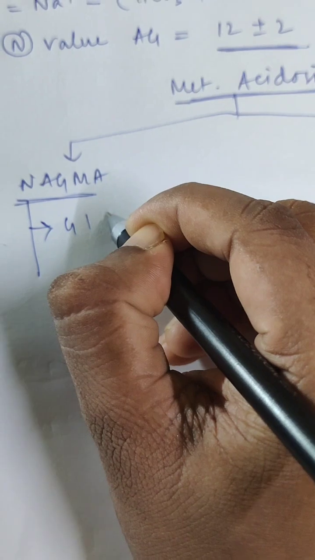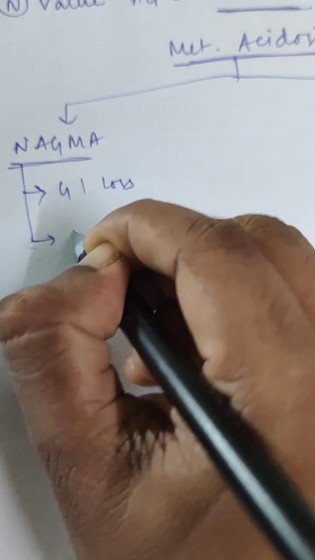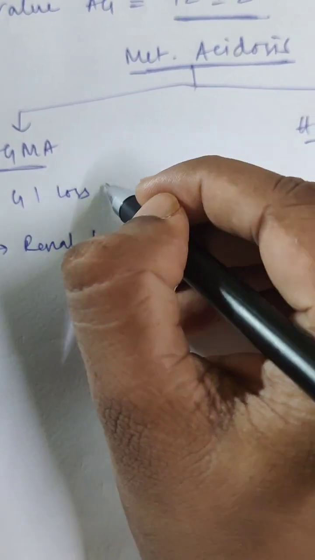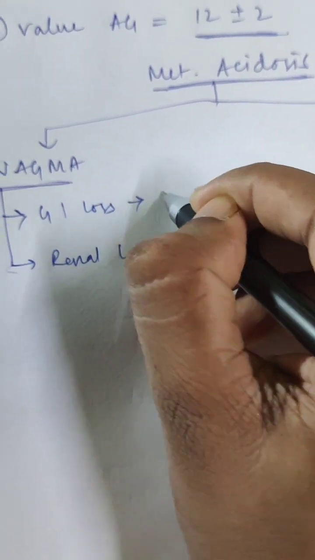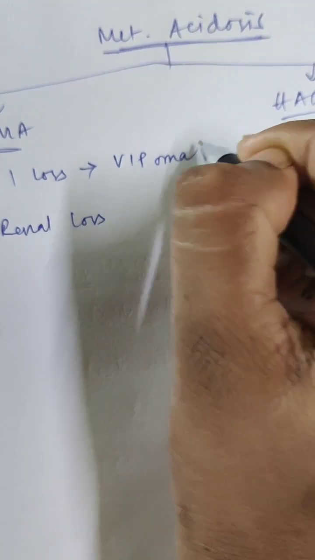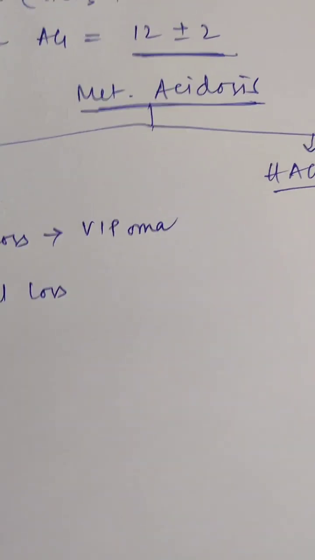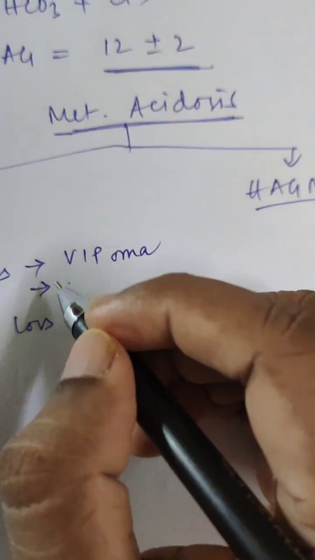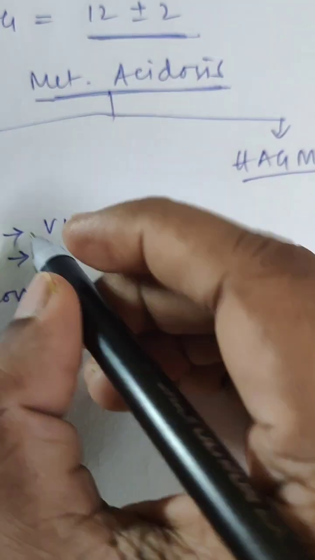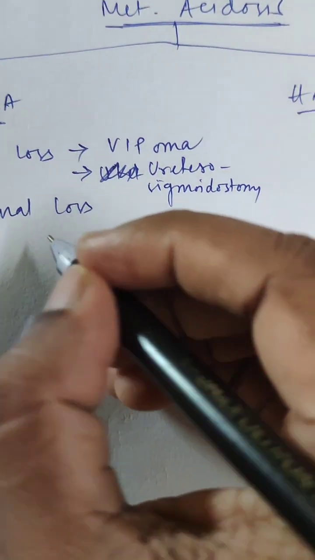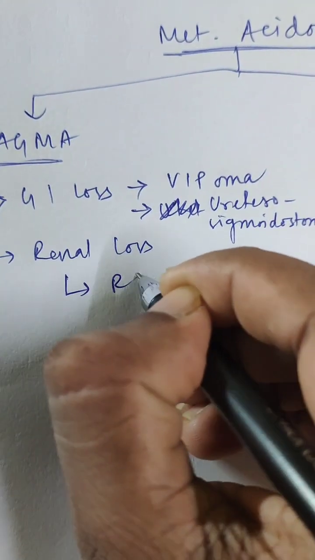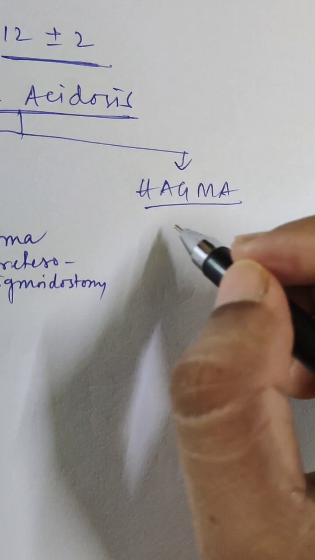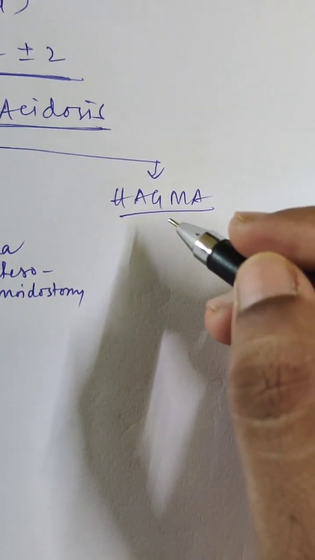One, it can be due to GI loss or it can be due to renal loss. If it is due to GI loss, the two conditions include VIPoma, where there is a tumor secreting VIP in very much excess, or second, ureterosigmoidostomy. Renal loss includes only one condition, that is RTA or renal tubular acidosis. Now comes the example of high anion gap metabolic acidosis.